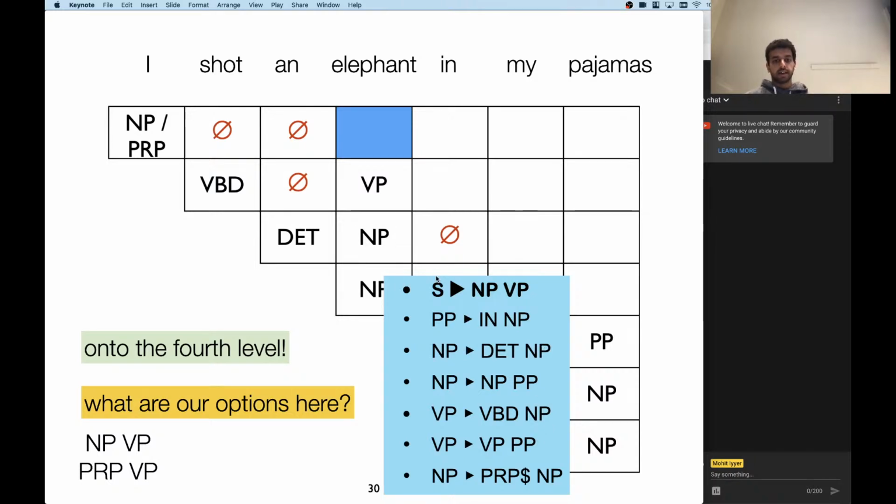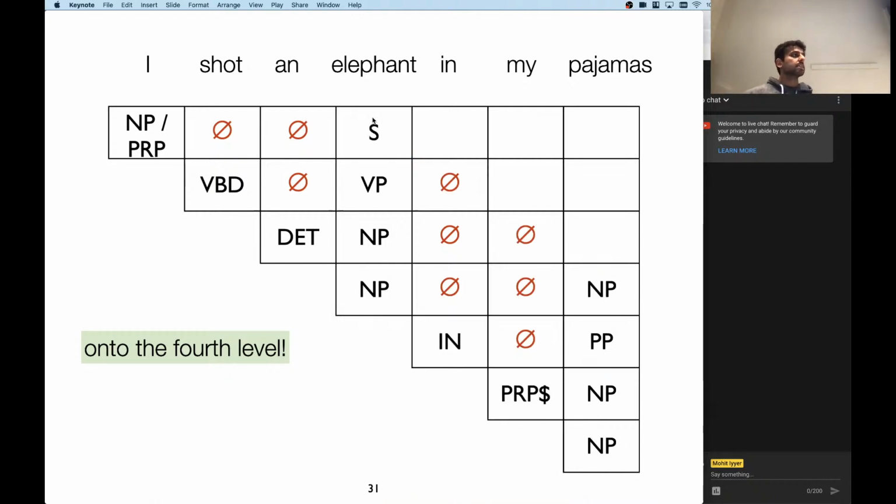It's not. So there's actually a way to form an S in this cell, like a full sentence, which makes sense because the phrase I shot an elephant can itself be a sentence, right? It's a noun phrase combined with a verb phrase. So that's one thing I can do. And if you look at these other two cells here, they're both null. So there's nothing else I can use to form a non-terminal in this cell. So I have an S here, but of course this doesn't mean that we're done because we still have the whole rest of the sentence to go.